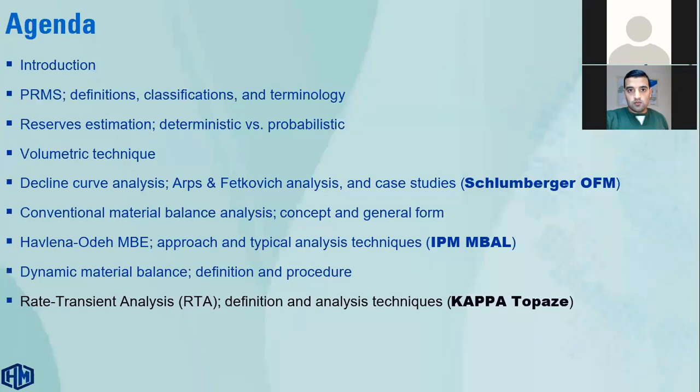And after that, we will highlight the different estimation techniques, starting with the volumetric technique, and after that, performance-based techniques like decline curve analysis, applications of Arps and others, and after that, the generalized or conventional material balance analysis, the main concept and general form, and then the more advanced form of the material balance or the dynamic material balance equation, what is the definition and procedure, and finally RTA or rate transient analysis procedure and different definitions and applications of Kappa's software.